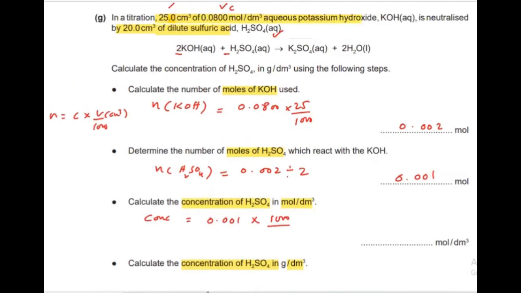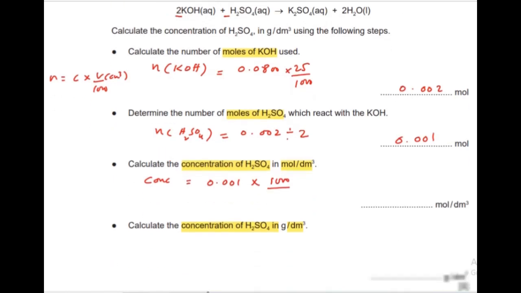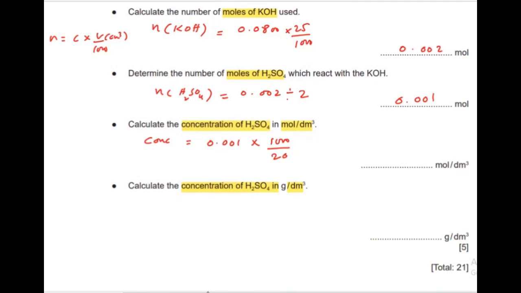You have 20 cm cubed of sulfuric acid. So if you put 20 here, you will get the answer, and that answer is 0.05. Now, this is the concentration in moles per dm cubed.